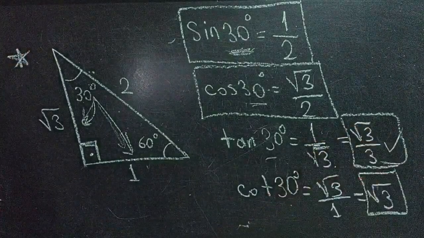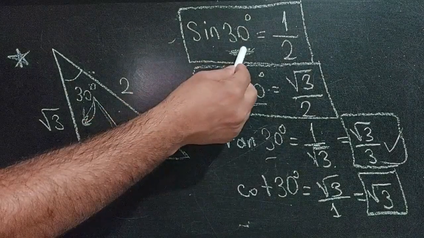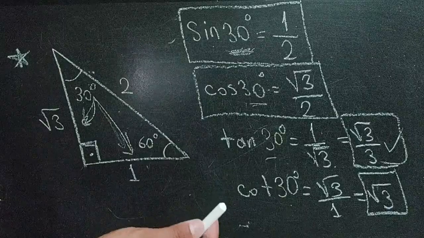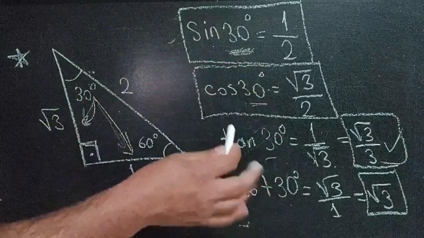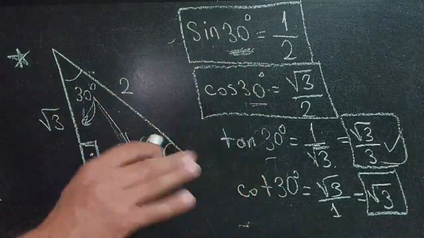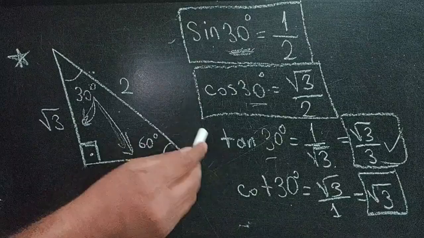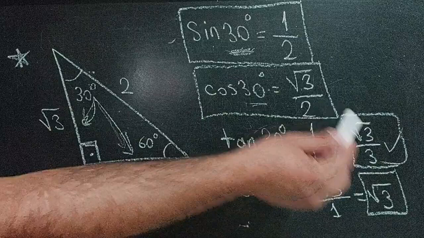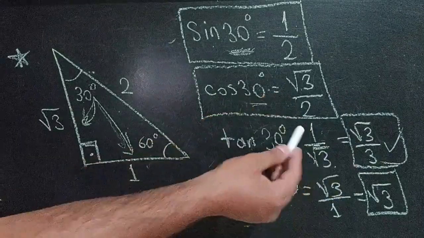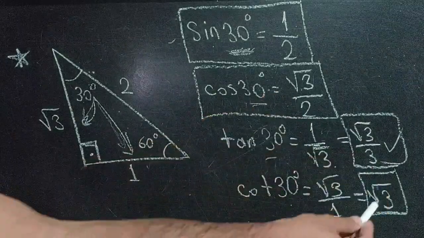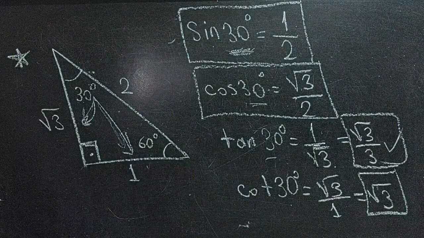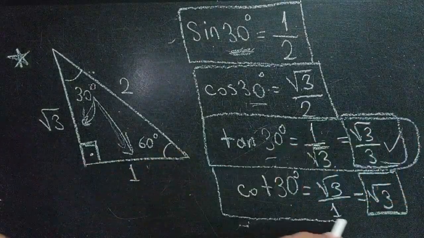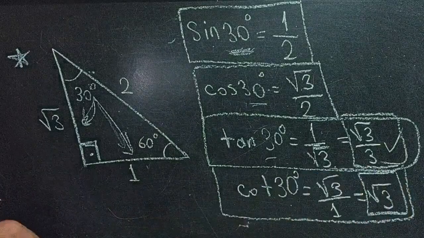See, when you see sine 30, you will just write there 1 over 2. You don't need to use a calculator if you know this information. You can try it on your calculator. You will see it is going to give you these values: square root 3 over 2, square root 3 over 3, and square root 3. That was for the 30 degrees.